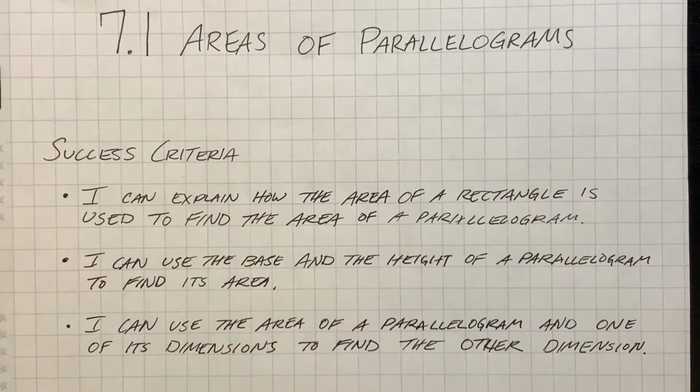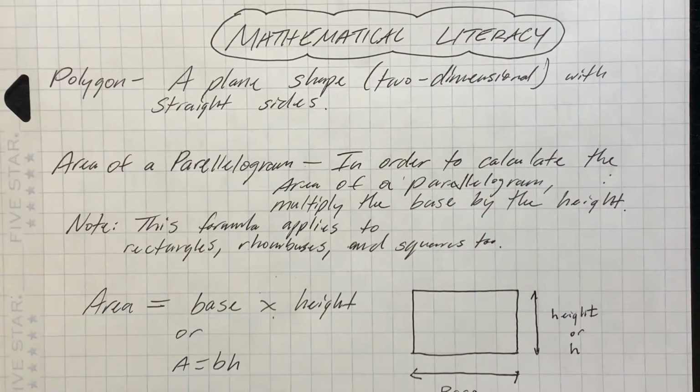With 7.1 areas of parallelograms, our success criteria is that we're going to be able to explain how the area of a rectangle is used to find the area of a parallelogram. We're also going to be able to use the base and the height of a parallelogram to find its area. And lastly, we're going to use the area of a parallelogram and one of its dimensions to find the other dimension. We always start the lesson with the mathematical literacy, the vocabulary words.